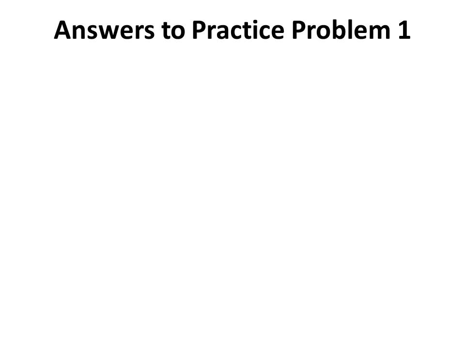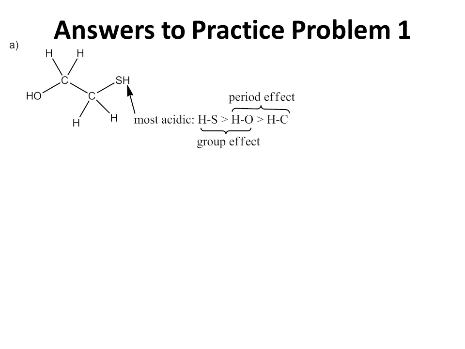Answers to practice problem 1. In part A, first we display all of the protons attached to the atoms. So we see that there are CH bonds, OH bond, and SH bond. To determine which proton is most acidic, we note that the CH bond is less acidic than the OH bond by period effect, whereas by group effect, the SH bond is more acidic than the OH bond. Thus, SH is more acidic than all of them, and our most acidic proton is the proton attached to S.